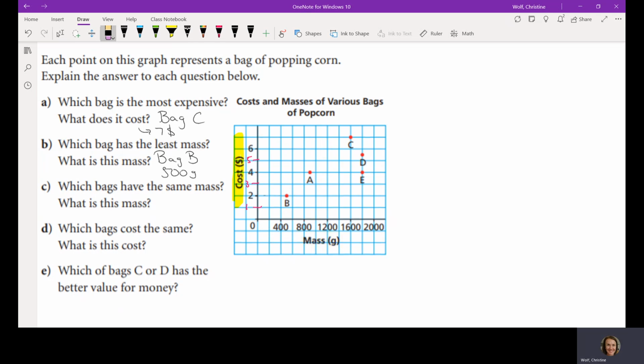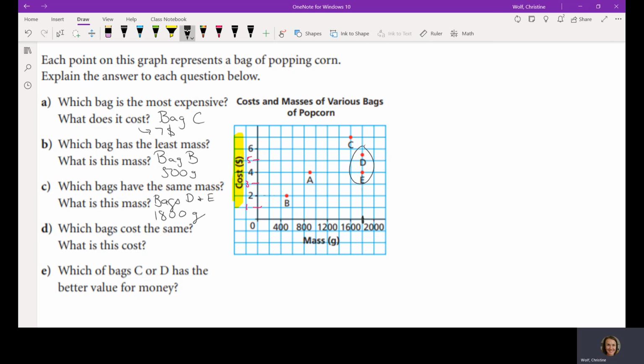All right, next one. Which bags have the same mass? Okay, so we want to find 2 bags that when we look down, they're over top of the same mass. Well, those would be those guys right there, because E is over top of 1800 and D is also over top of 1800. So that means both bags, D and E, weigh the same. They have the same mass. So it's bags D and E. And then it asks, what is this mass? Well, I already answered that. They are both over top of the blue tick that represents 1800 grams.